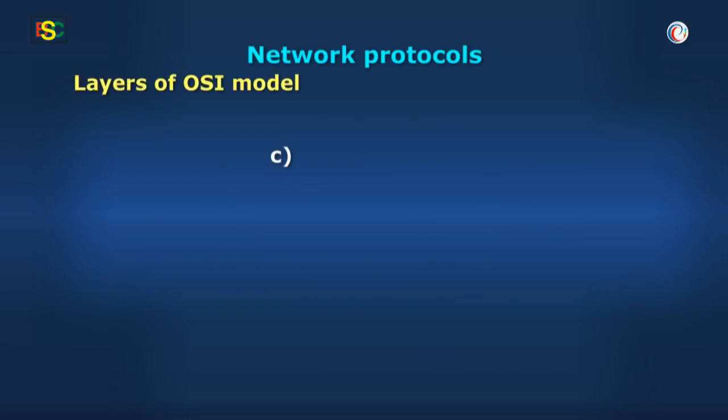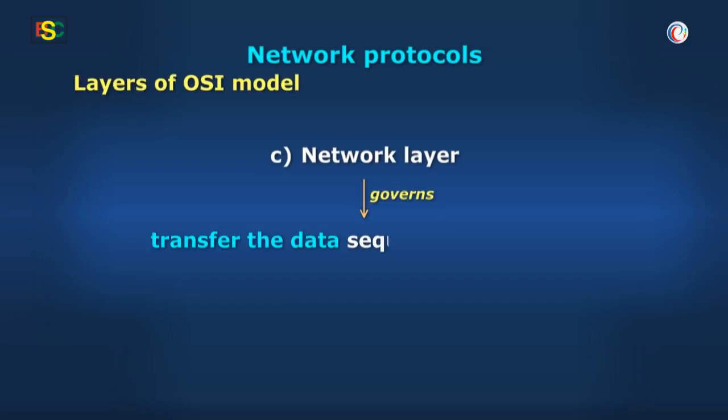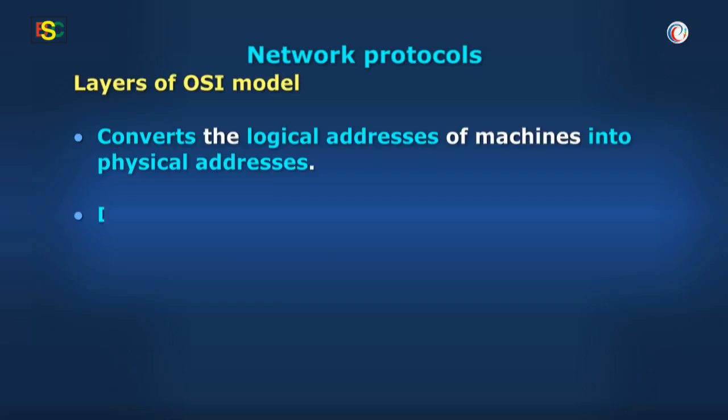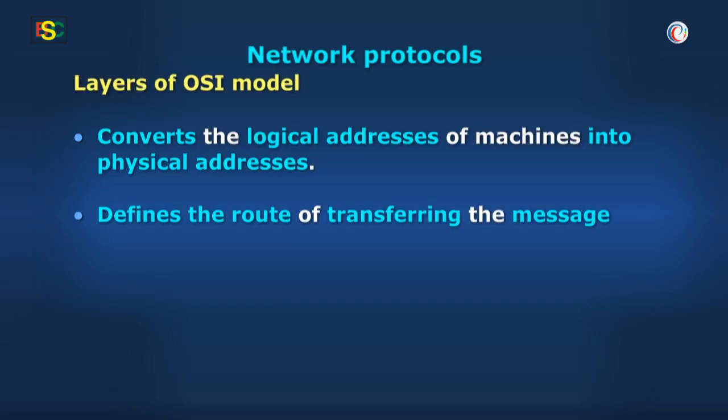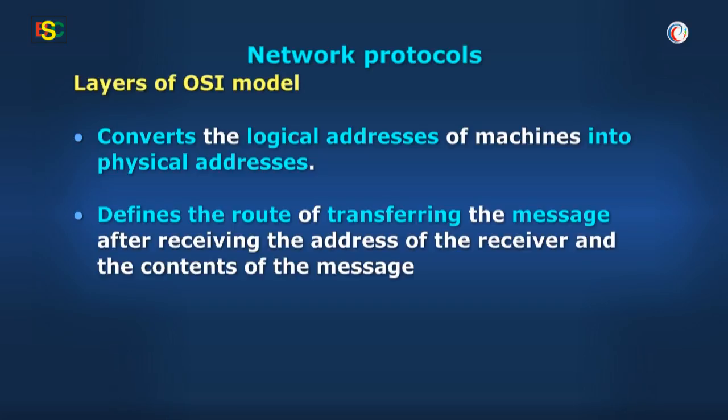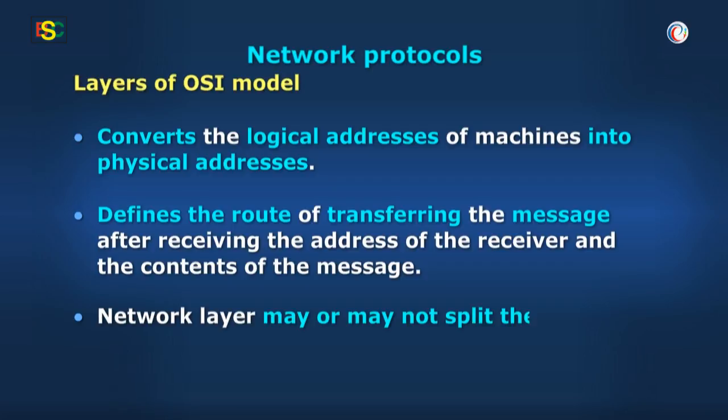C. The third layer is termed the network layer. This layer governs the procedure of transferring the data sequence of variable length in the same network. It also converts the logical addresses of machines into physical addresses. It defines the route of transferring the message after receiving the address of the receiver and the contents of the message. Also, the network layer may or may not split the data message for delivery routes or assemble the messages from different delivery routes.